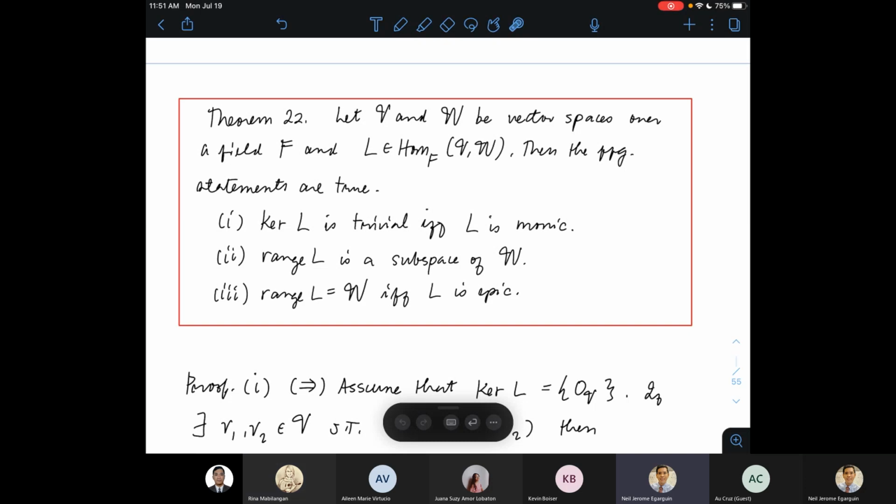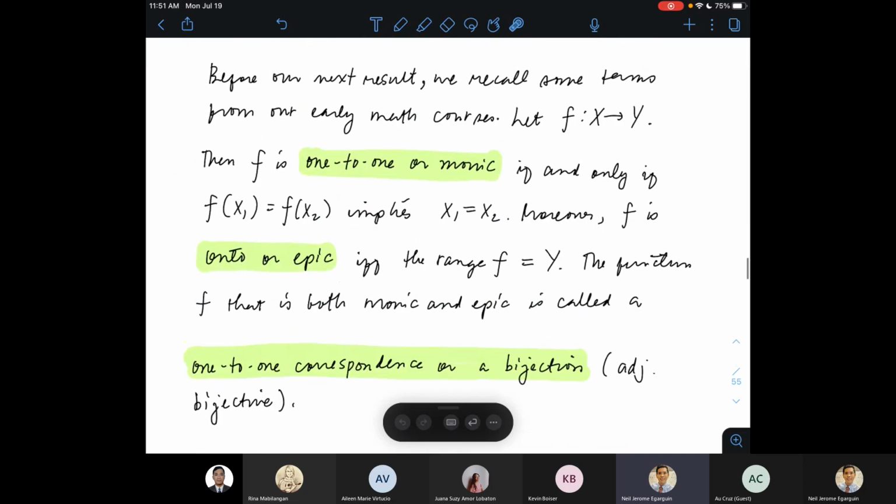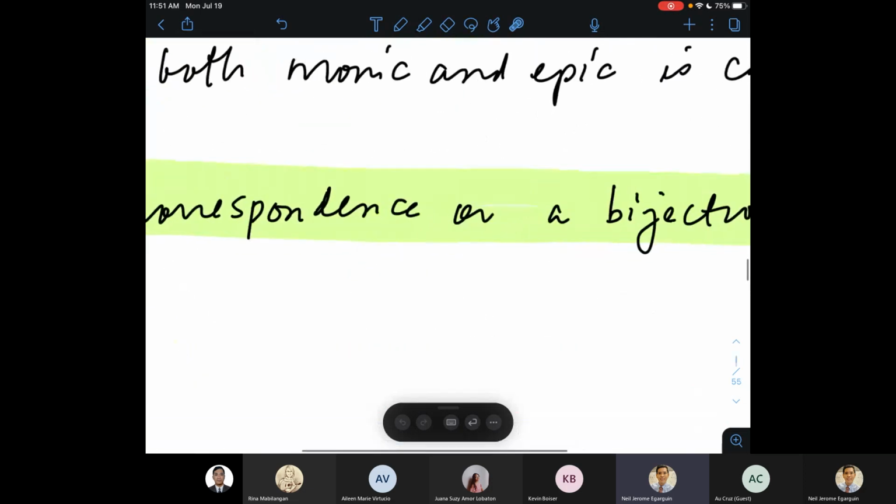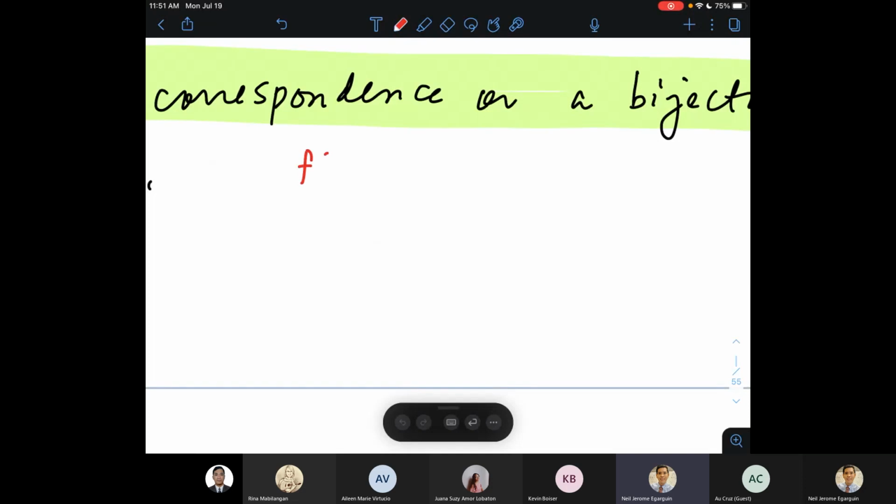Let me see. Siyempre, yung mga constant functions, hindi na siya kagad one-to-one, right? Probably I'll start with counter examples. So say f of x equals a constant cannot be a bijection. Because for one, it is not monic because you can find 2 x's, and of course, any 2 x's will have the same function value. So hindi siya kagad monic. So hindi na siya pwedeng maging bijection.